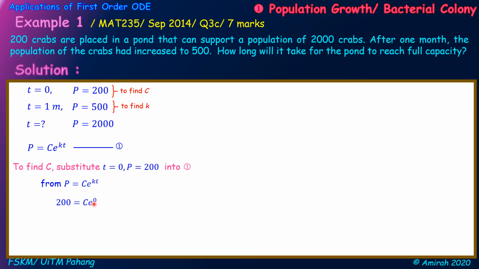So 0 times k equals 0, and e to the power of 0 equals 1. Then we have C equals 200. And from here, we substitute back into equation 1. So we have P equals, substituting C equals 200, 200 e to the power of kt. Then we name this equation 2.